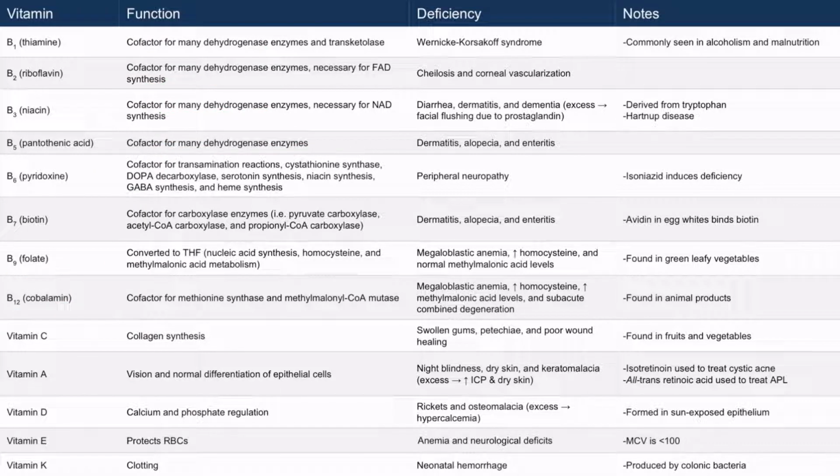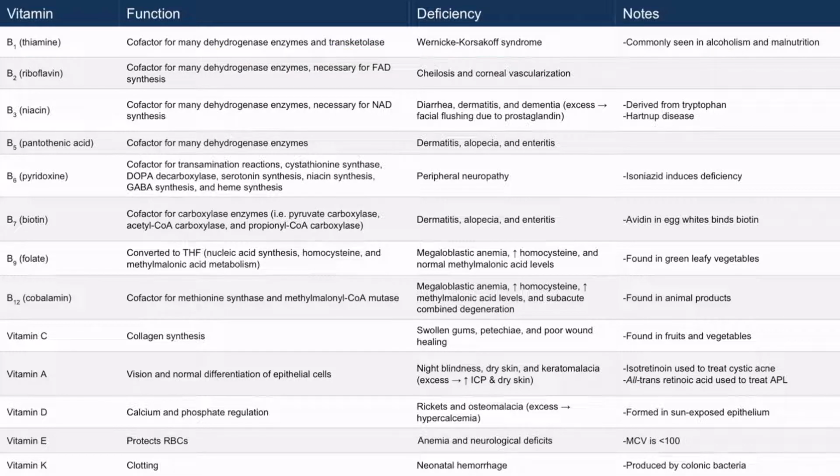Vitamin B1, or thiamine, is a cofactor for many dehydrogenase enzymes, like I just mentioned, as well as transketolase. On step 1, a thiamine deficiency most commonly presents as Wernicke-Korsakoff syndrome, and it's commonly seen in alcoholics. I discussed the syndrome in the section on the TCA cycle, but recall that this is a syndrome that results in a number of symptoms, including memory loss, ataxia, and ophthalmoplegia.